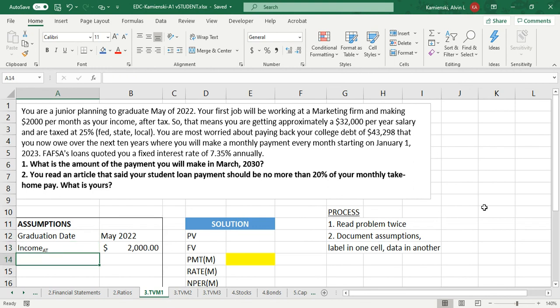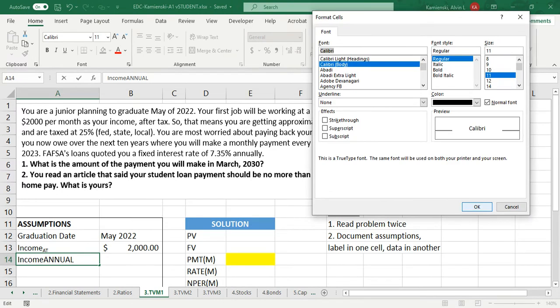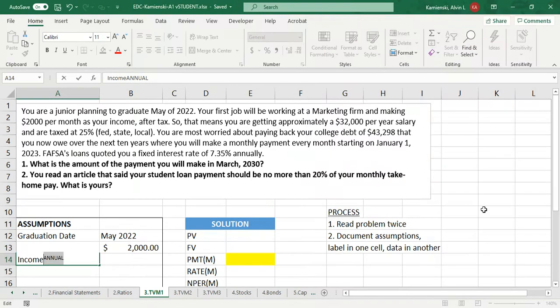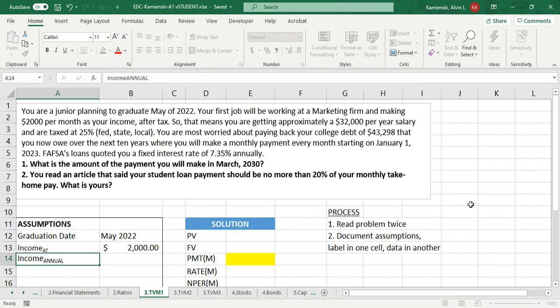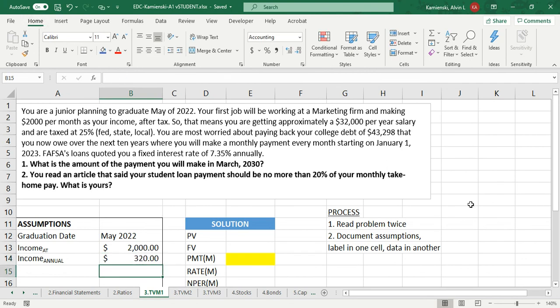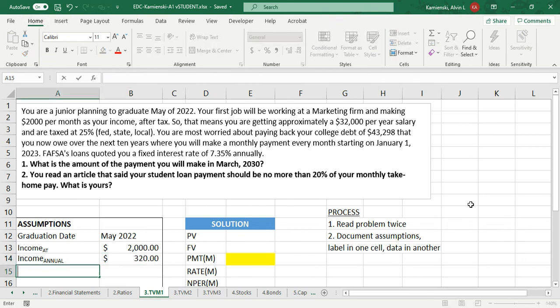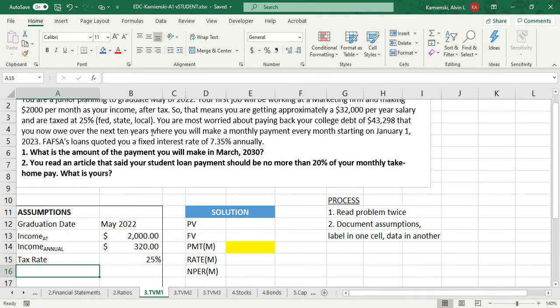That means you're getting approximately $32,000 per year in salary. All right, so your income then annually, so the full year, we can pick something like that, highlight it, get it into the format cells, make it subscript. Oops, I made it a superscript. Subscript. Okay, is approximately $32,000 per year because you pay a tax rate, it appears, of 25%. And that looks like it includes everything federal, state, and local.